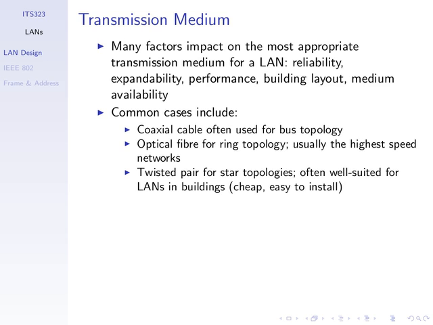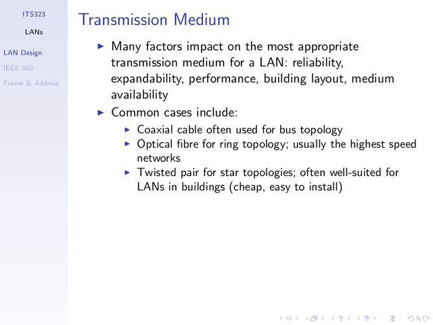Common cases of different transmission media in LANs, not always the case, but it's commonly coaxial cable. We've mentioned this before the midterm. Coaxial cable is often used in a bus topology. In the earlier LANs, you ran a coaxial cable between the different computers to form a bus topology.